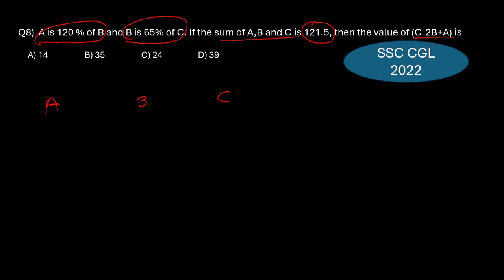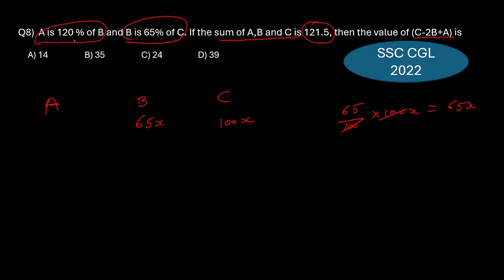A is compared with B and then B is compared with C. So ultimately A is compared with C. In order to make it simpler and easier for calculation, I will assume the third number, that is C, as 100x. And B is 65% of C. 65% of 100x is 65x. So the value of B is 65x.